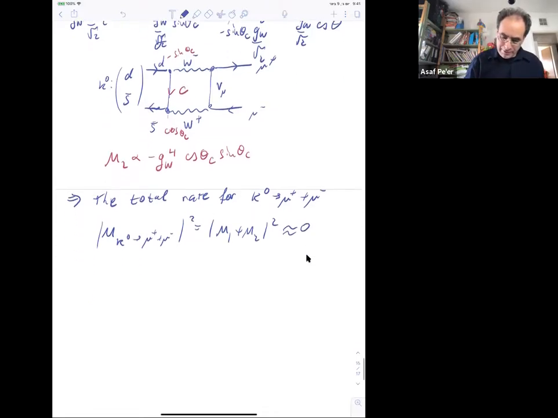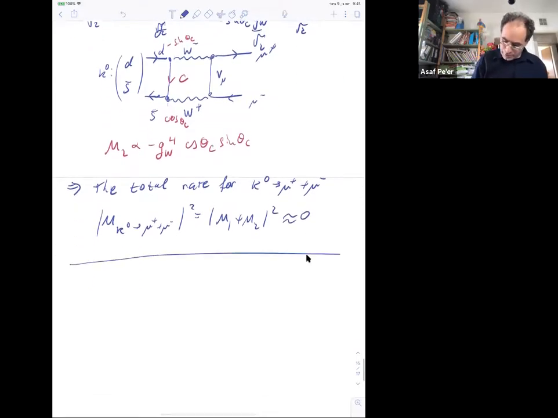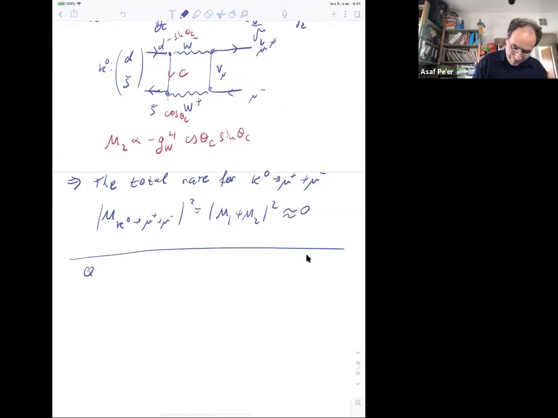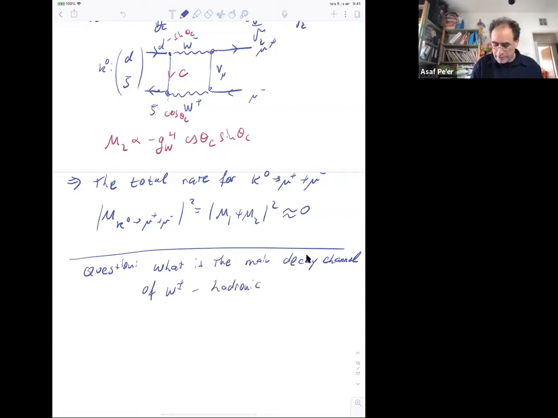Okay, for the last few minutes, I want to make one more example or question. That is, what is the main decay channel of the W boson? Is it hadronic or is it leptonic?